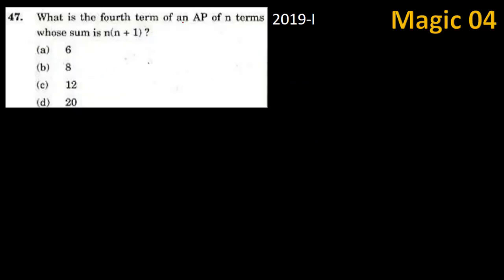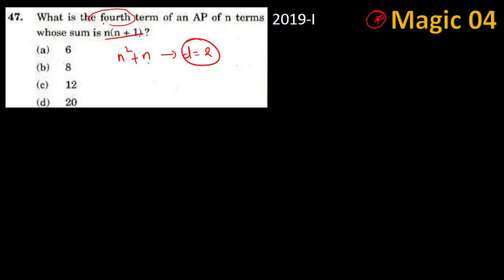What is the fourth term of an AP of n terms whose sum is n into (n plus 1)? In magic 04 I have given you how to find D from the sum. If you open this, what you will get? n square plus n. So D will be 2 into the coefficient of n square. So D becomes 2.